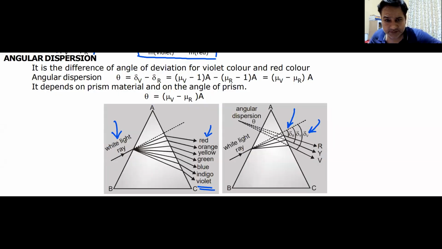The next term is angular dispersion. Can you tell me what is angular dispersion? Yes, anyone? Angular dispersion, it is normally denoted by theta.